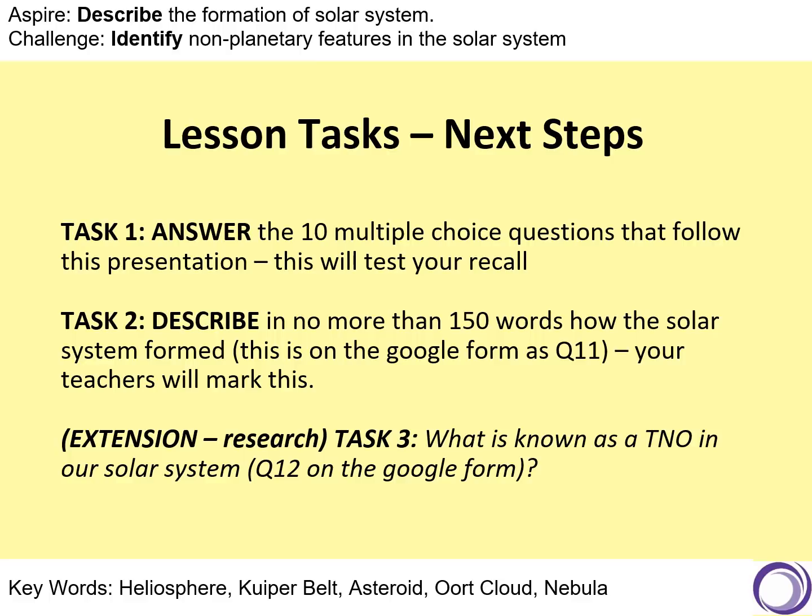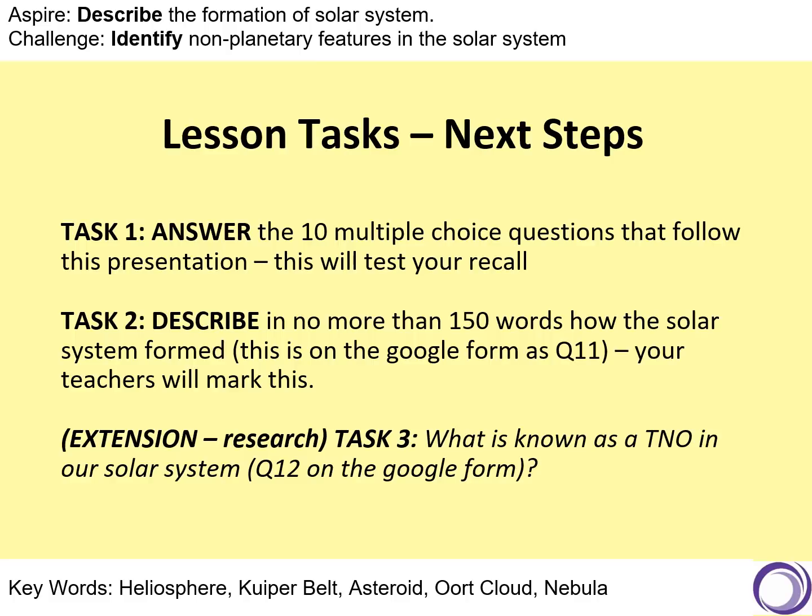Now, I'll put this as question 11 on the Google form. Your teachers will mark this. Just make it really simple, really basic. If you want to use more than 150 words, you can, but I'm looking at 150 words as the maximum there. So basically, you're summarising what you saw in that video and describing how the solar system was formed.